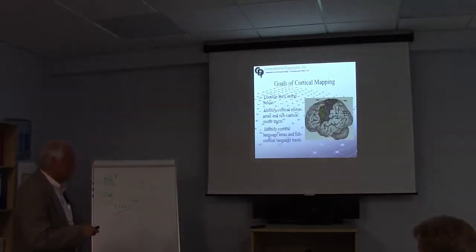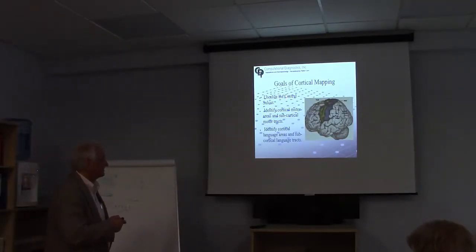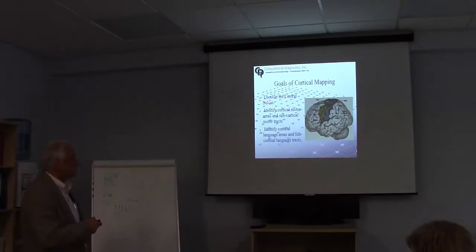So the goals of cortical mapping, and remember early on I said there's really two things. There's mapping and there's monitoring. Mapping is a little different than monitoring. The goal is to localize the central sulcus, identify the cortical motor areas and subcortical motor tracts if possible, and identify the cortical language areas and subcortical language tracts.